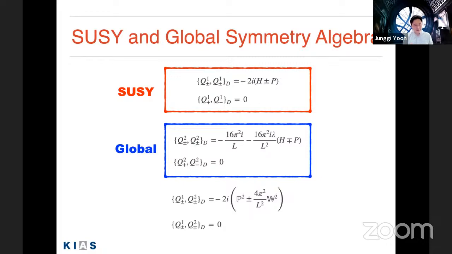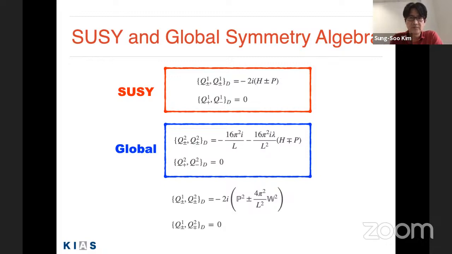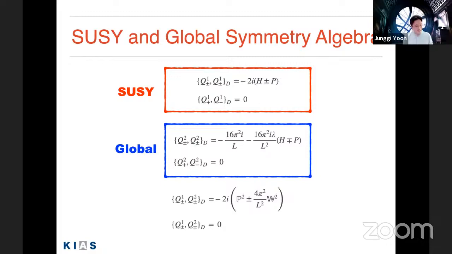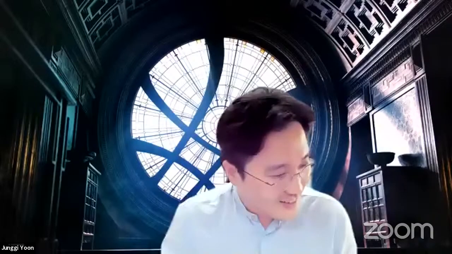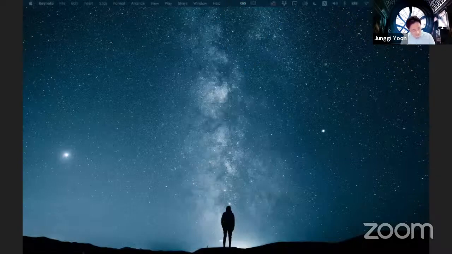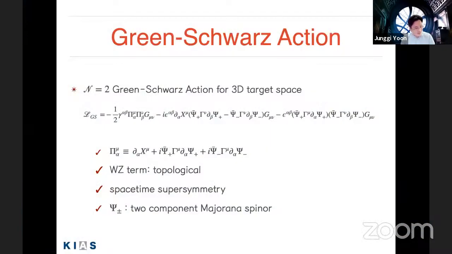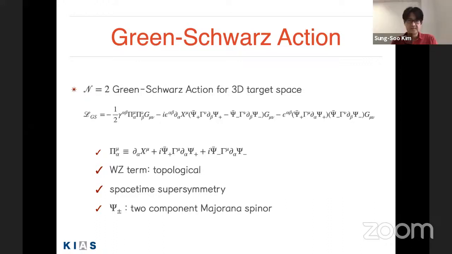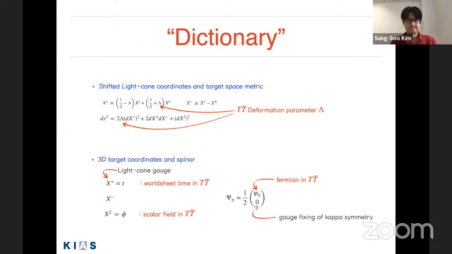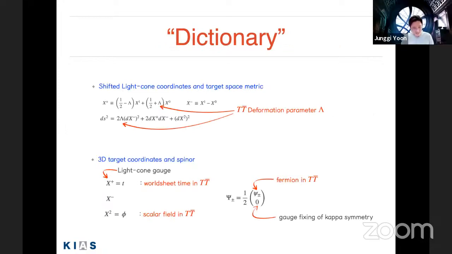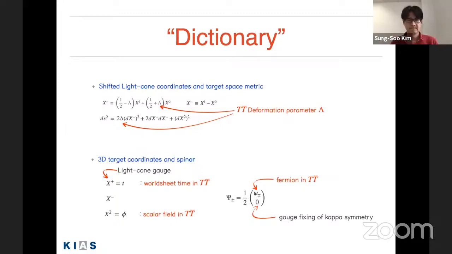Youngi, I'm sorry, your slide is not moving. Can you unshare and share again? Okay, I'm really sorry, I don't know what happened. Okay, is it okay? Yes, so we are now seeing the Green-Schwarz action. Okay, and let me go to the dictionary. Can you see the next slide? Yes. Okay.